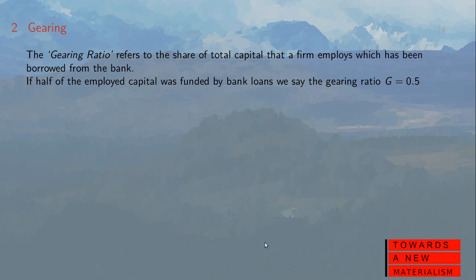Next thing you have to grasp is the notion of a gearing ratio. The gearing ratio refers to the share of total capital that a firm employs which it has obtained from the banks. That's to say, the share of the capital that is notionally owned by the bank, rather than the shareholders. So if half of a firm's employed capital was funded by bank loans, we would say the gearing ratio was 0.5.